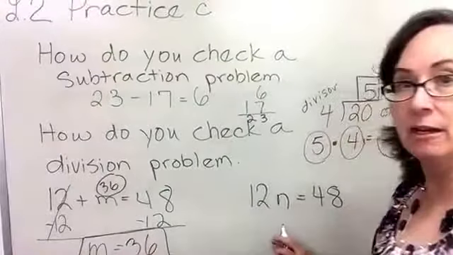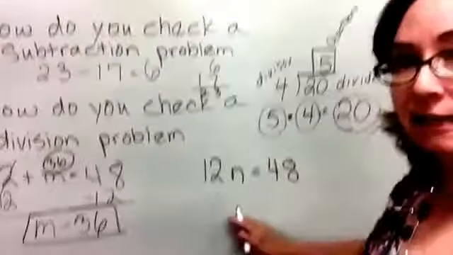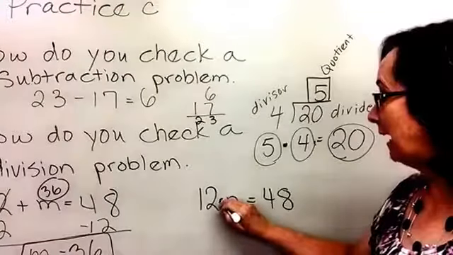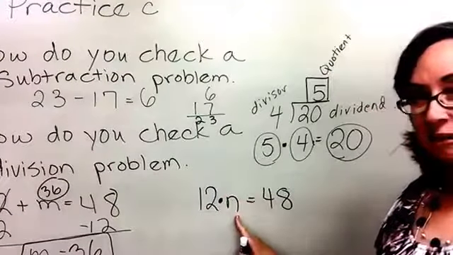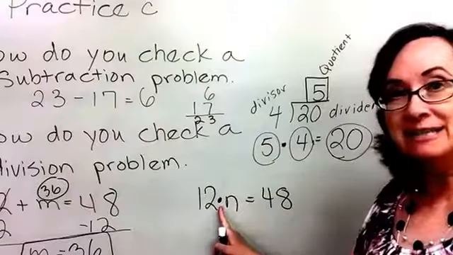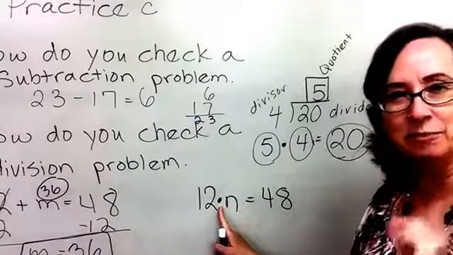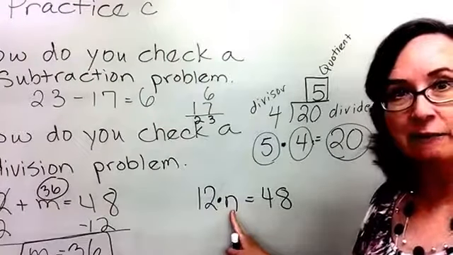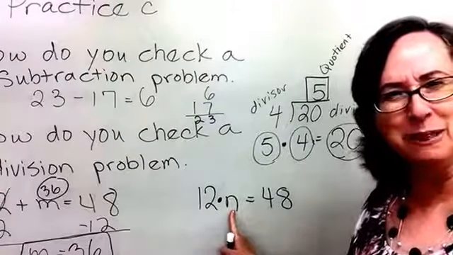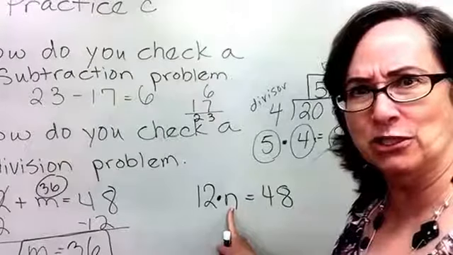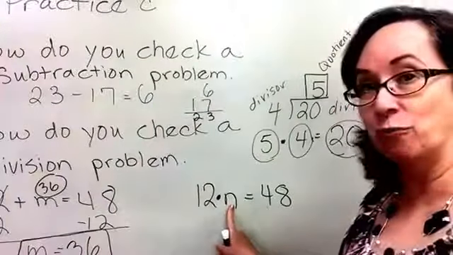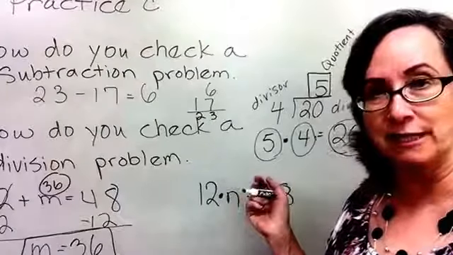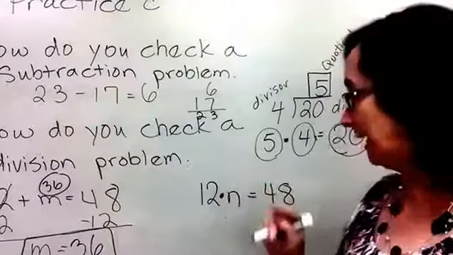Okay, now over here, we have another missing number problem. 12 times n. Now, I don't have to have that times there because I can tell that they're multiplied together. And if I had a 12 and a 3 here, I would have to have a times sign because I wouldn't be able to tell where my numbers started and ended. But because I have one of them as a variable, I can say 12n, and I know that 12n is the same thing as 12 times n.